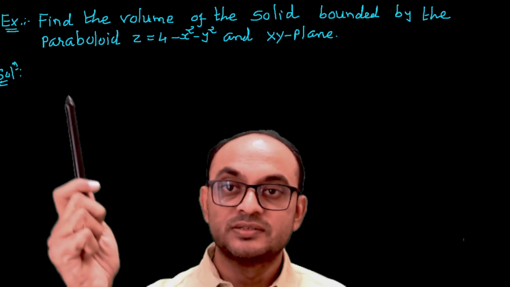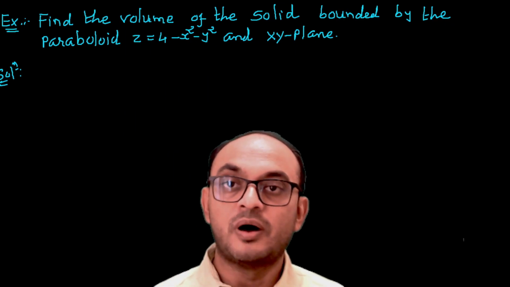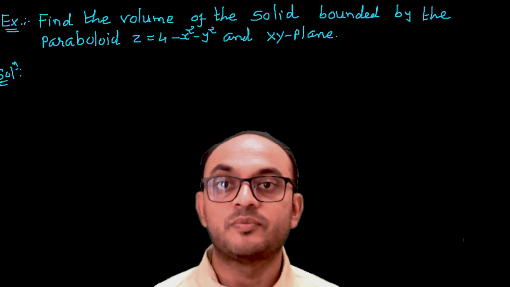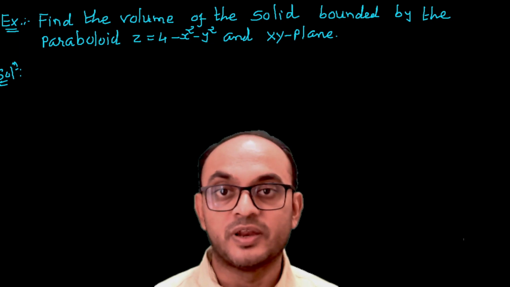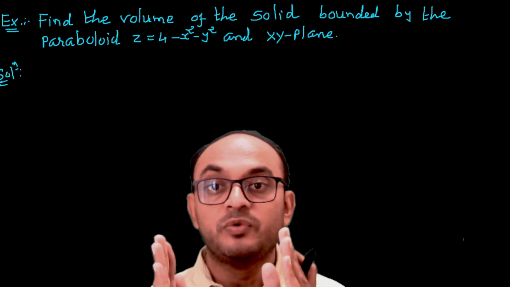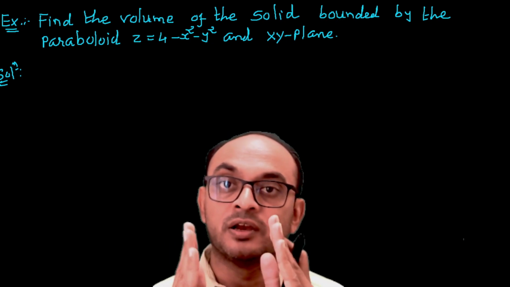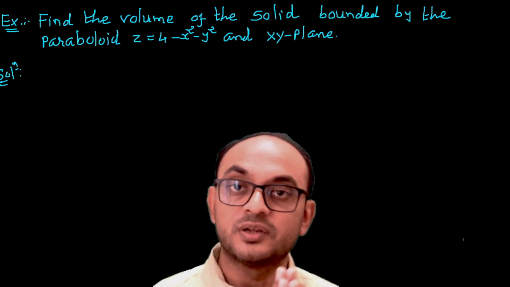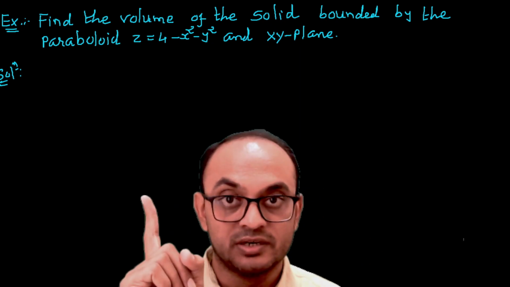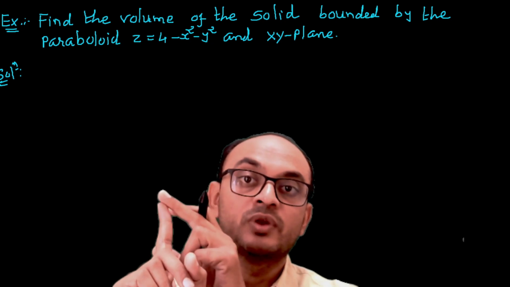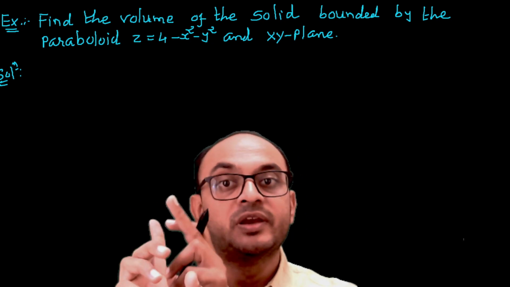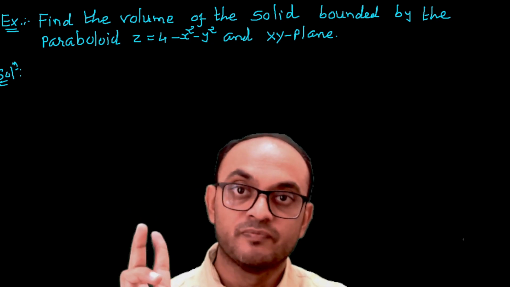The exercise is: find the volume of the solid bounded by the paraboloid z equal to 4 minus x square minus y square and the xy plane. Now let me first discuss how we work in double integration and how we are going to work in triple integration. In double integration we had a region, right? Then we have to write the limits for x to y or y to x, I mean dx dy or dy dx.